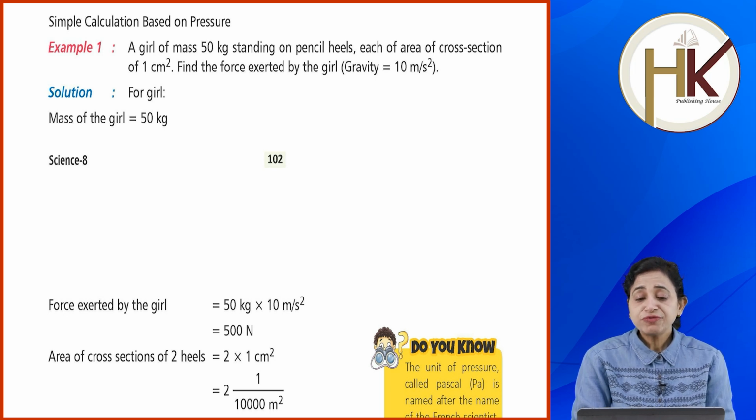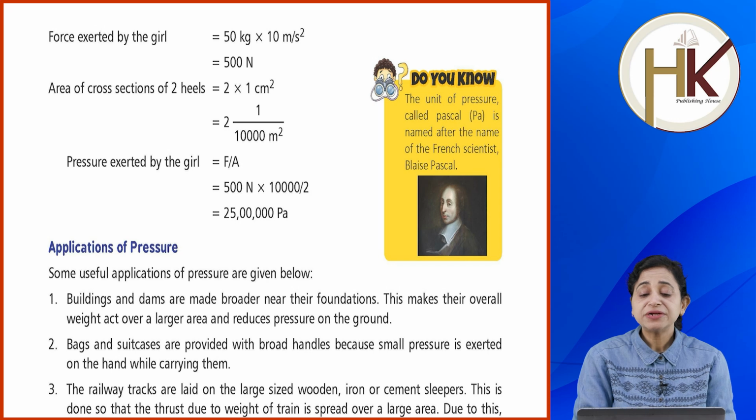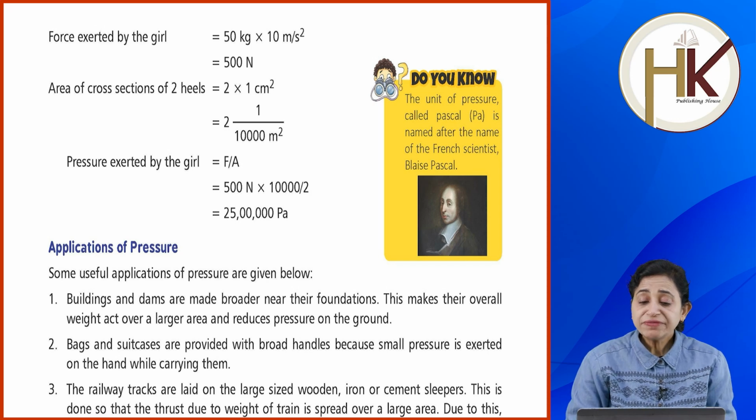Area of cross section of two heels is equal to 2 into 1 centimeter square, which is equal to 2 by 10,000 meters square. Pressure exerted by the girl is F by A, 500 N into 10,000 by 2, which is 25 lakh.